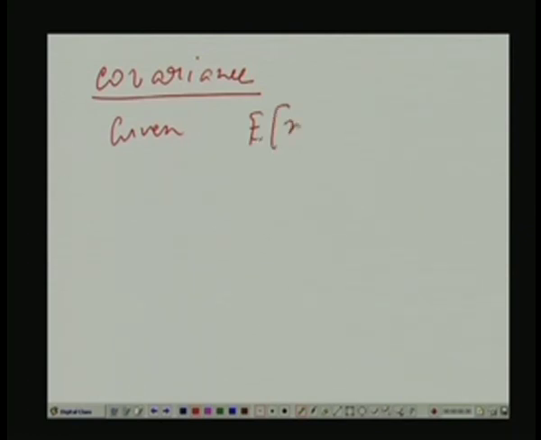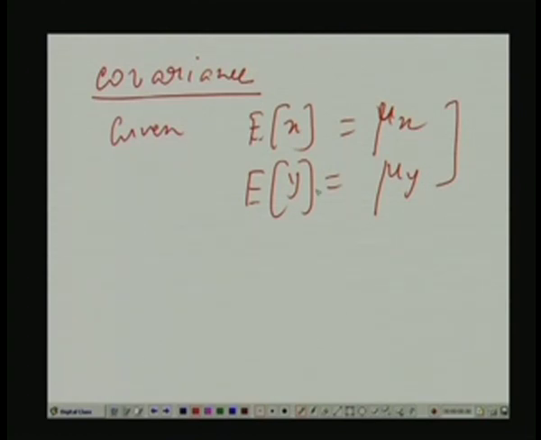Then I come to a very important topic. Given E of x, that is the mean of x, is mu x. Then covariance C is nothing but the expected value of one function of x and y. What is that function?